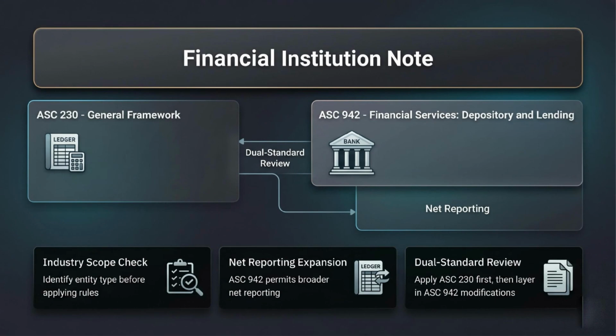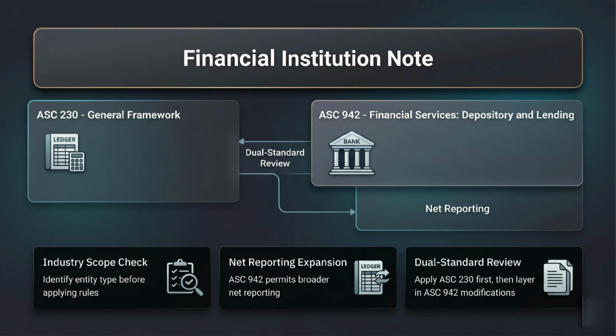Financial institutions create another important reminder. ASC 230 gives the general framework for the statement of cash flows, but certain financial services entities may require specialized guidance, especially under ASC 942. Banks, savings institutions, credit unions, and similar entities often have cash flow patterns that are very different from ordinary manufacturing or service businesses. Loan origination, deposit activity, securities portfolios, and short-term financial instruments can create situations where the general ASC 230 map needs industry-specific adjustment.